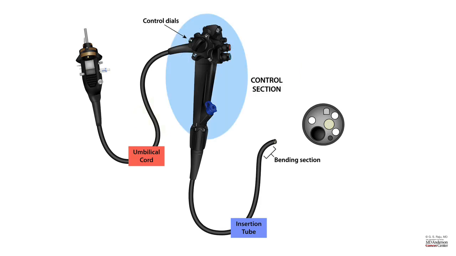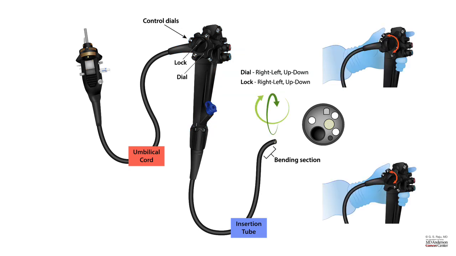Let us look at the control dials on the control section. The control dials help bend the bending section or the tip of the scope up, down, right, left. So there are two control dials, one for up, down, and the other one for right and left, and both these control dials have locks so that you could move the tip of the scope to a particular degree, either up, down, right, left, and lock it in that position.